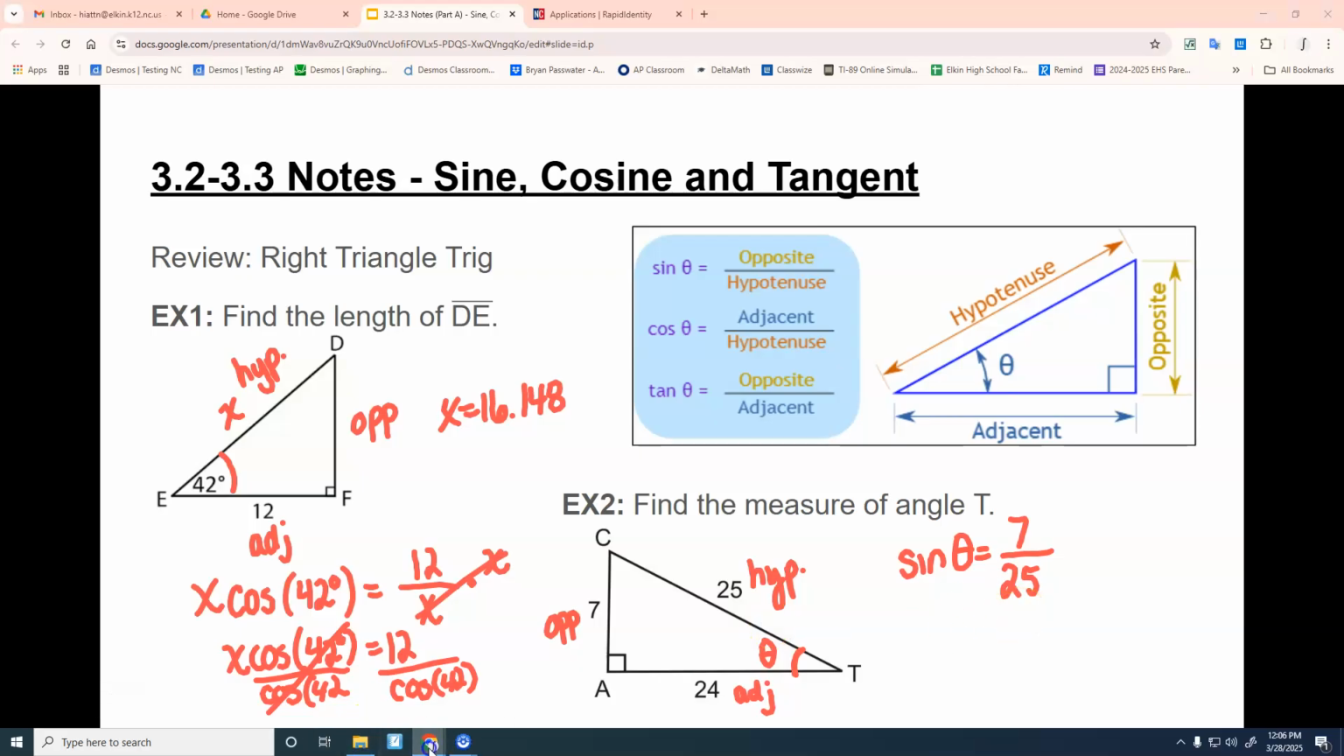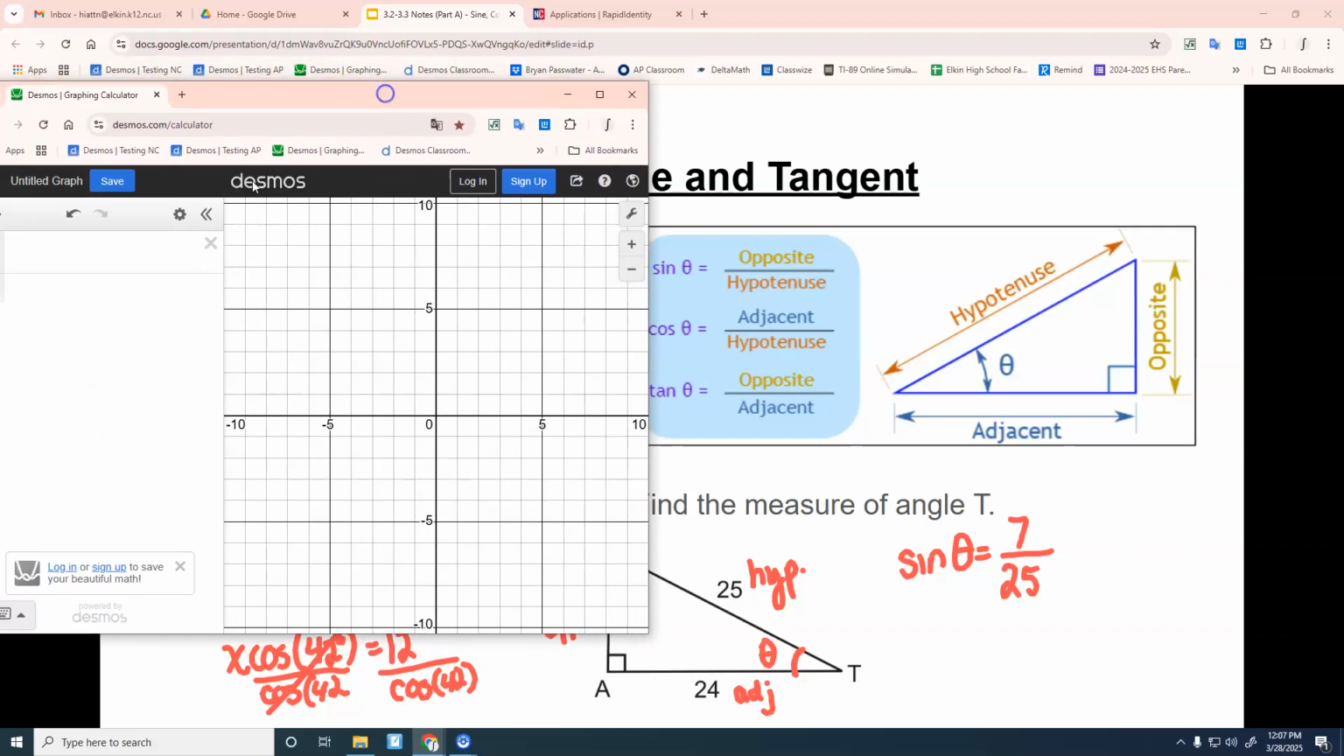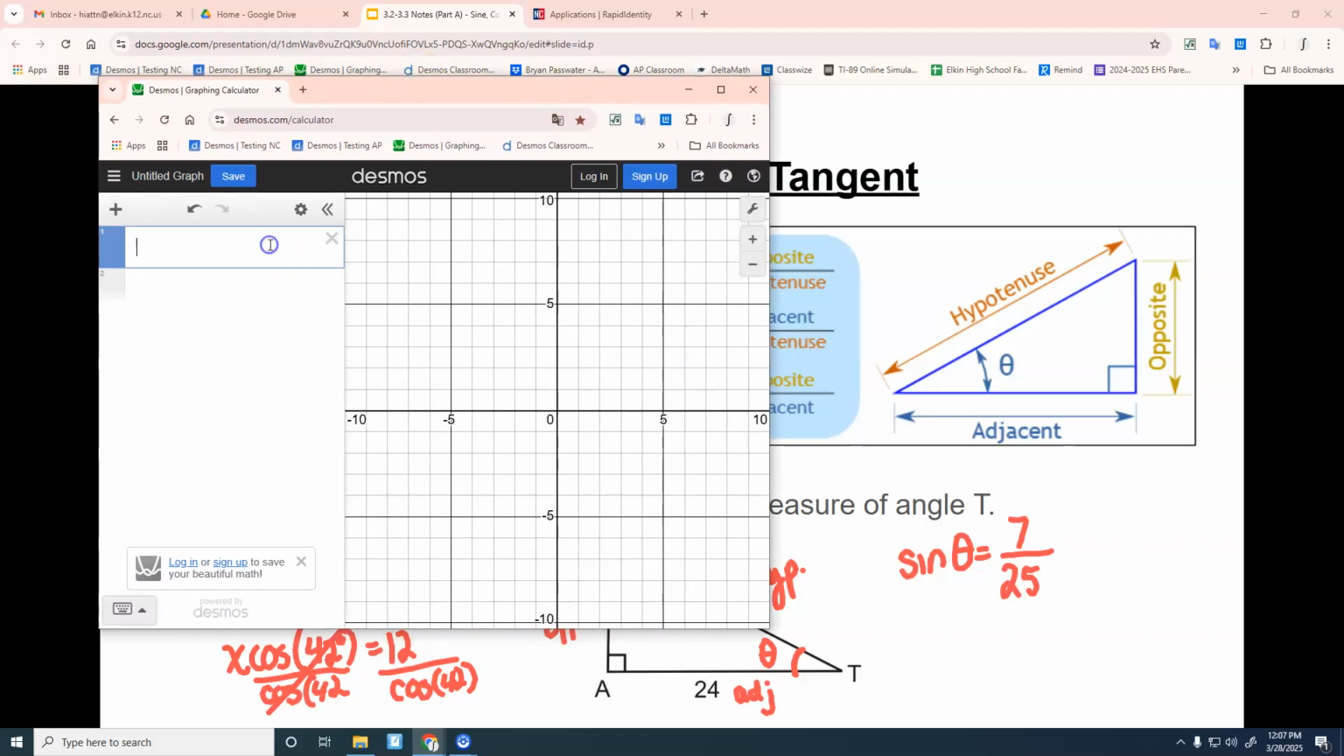In this case, like my second period told me, I needed to divide by sine right there. But if you had 7 over 25 and you try to divide by sine, nothing's going to happen because you have to be doing sine of something, right? We can't divide by sine because it's not a number. It's not even a variable. It is an operation. So in order to undo sine, you have to use inverse sine.